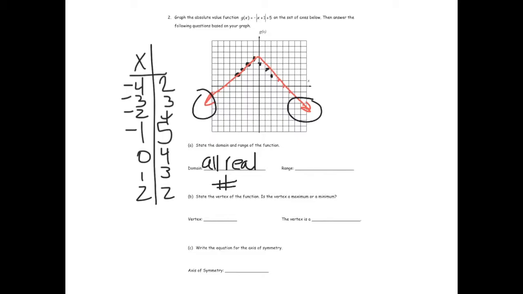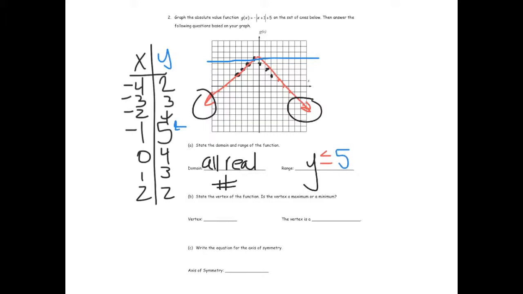The range is y. Now let's put an inequality symbol in there. Is it going to be greater than or less than? It's upside down, so it's going to be less than or equal to. What's that top value of y? What's the maximum y value? It's 5, right? So there you go.